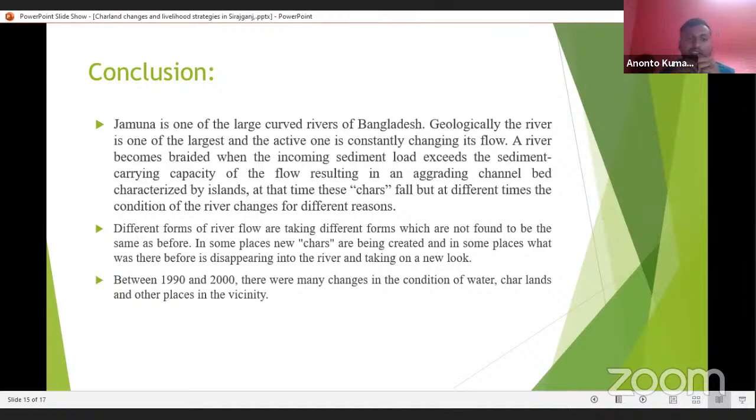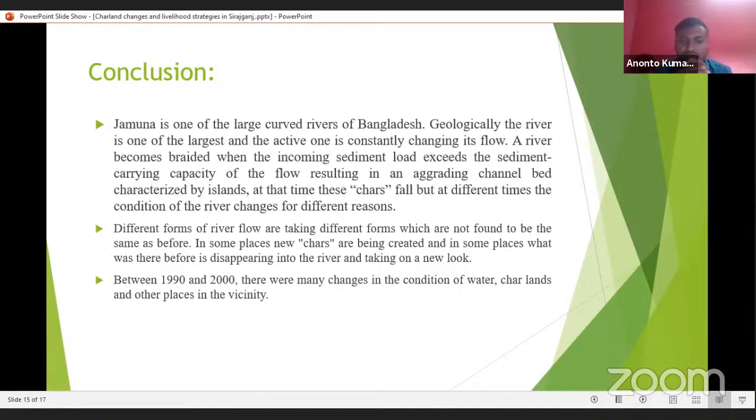Jamuna is one of the largest braided rivers of Bangladesh. Geologically, the river is one of the largest and most active, with constantly changing flow. The river becomes braided when the incoming sediment load exceeds the sediment-carrying capacity of the flow, resulting in changing bed characteristics with islands.